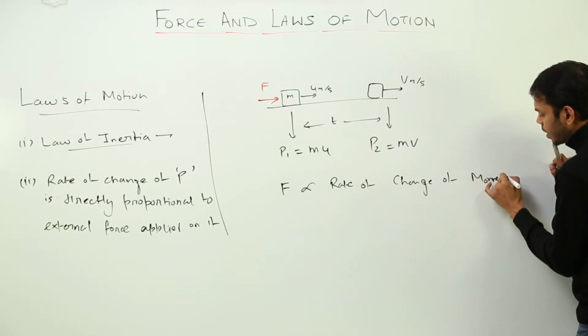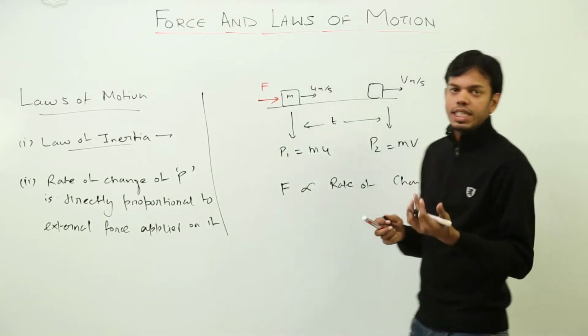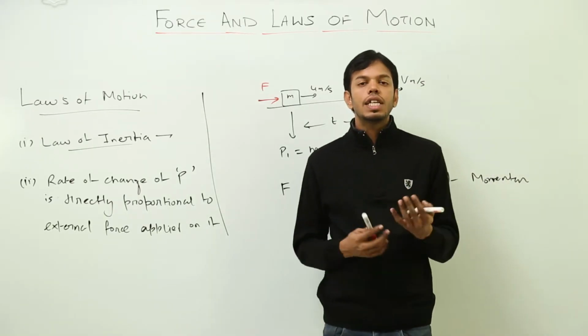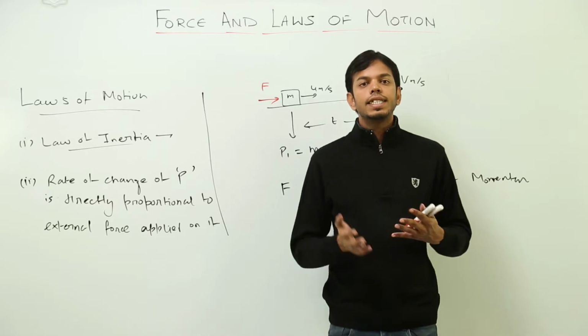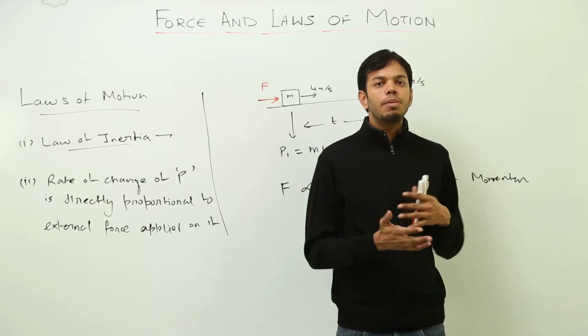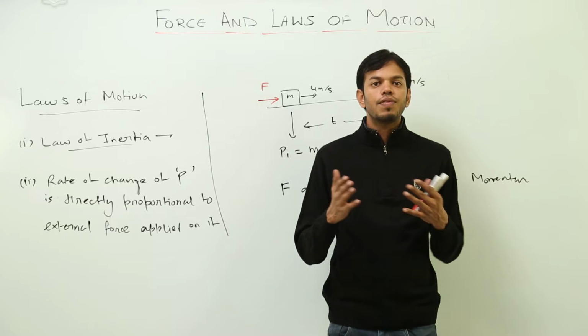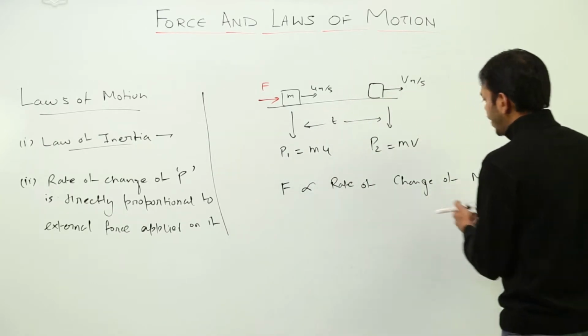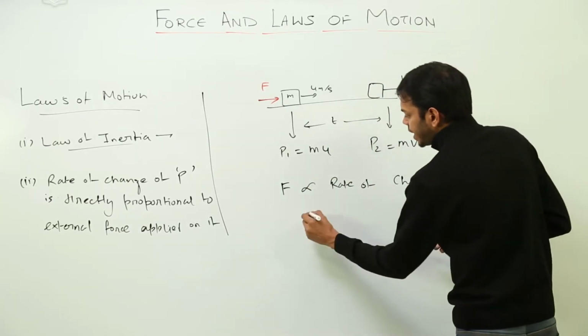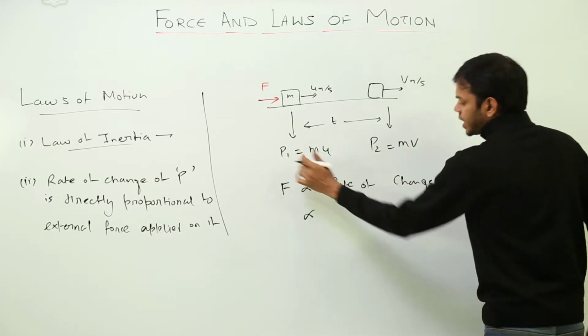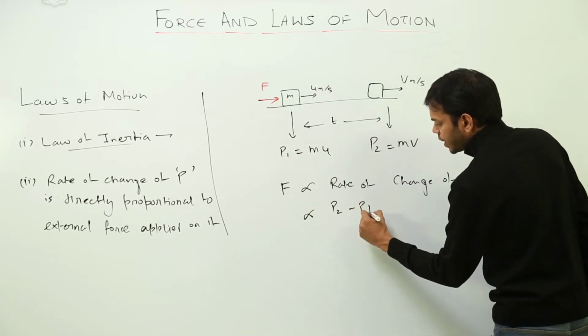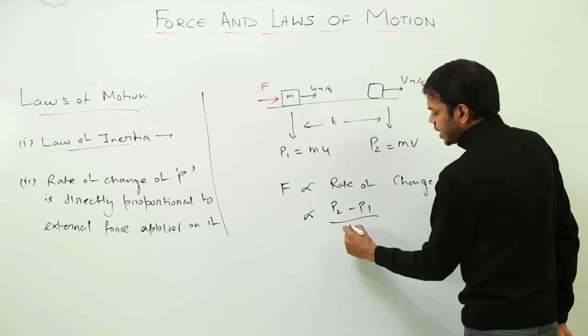How do we calculate change? Change is always done by final minus initial. Suppose your weight is 80 kg now and after some time your weight is 60 kg. So the change is final minus initial, right? This is how we find the change. Change of momentum is final momentum minus initial momentum, that is P2 minus P1, upon the rate, which means time.